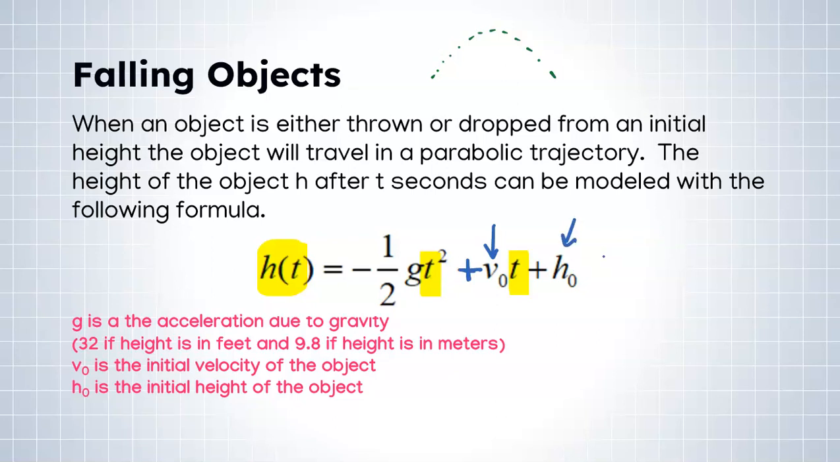So if you're throwing the baseball from your hand, maybe your hand is 4 feet above the ground, or if you're dropping a rock from the top of a building, maybe that building is 200 feet tall. So that h sub 0 at the very end is going to be replaced with the initial height of the object that'll be given in the problem.